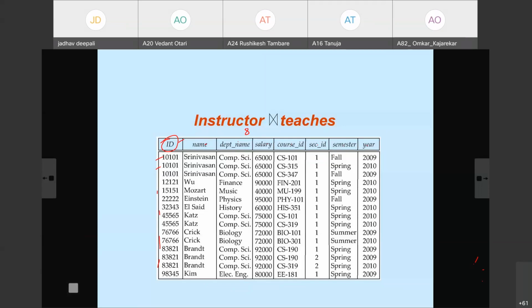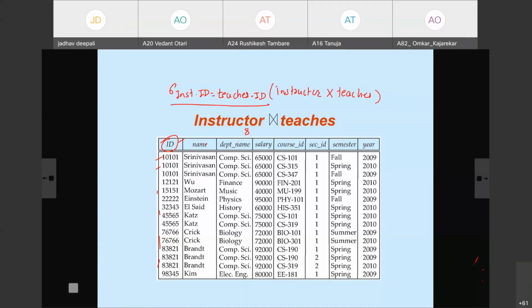So the same query, how can we write it using the Cartesian product? Select instructor.id equal to teaches.id from instructor Cartesian product teaches. Why? Because instructor Cartesian product teaches generates a relation of 180 tuples. In most of the tuples, instructor.id is not equal to teaches.id. So we need to apply this selection here.